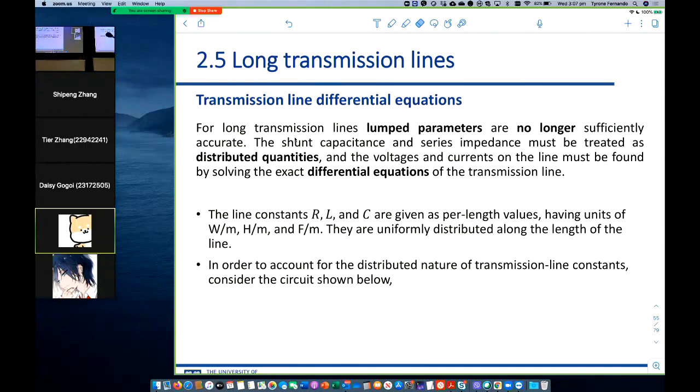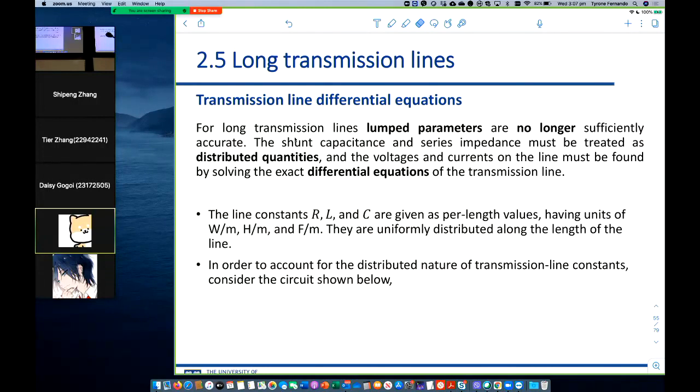Now for long transmission lines, lumped parameters are no longer sufficiently accurate. For the short transmission line and the medium transmission line, we are modeling using lumped parameters, right? We have capacitors on either side, we have a series impedance, so we're using lumped parameters. Now if we are talking about a long transmission line, this lumped parameter model is no longer sufficient, right?